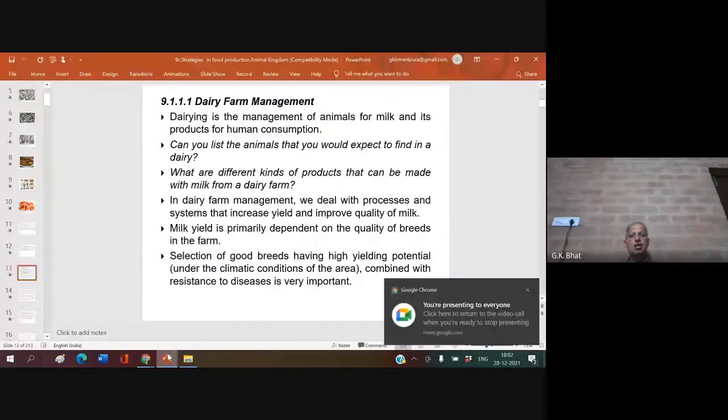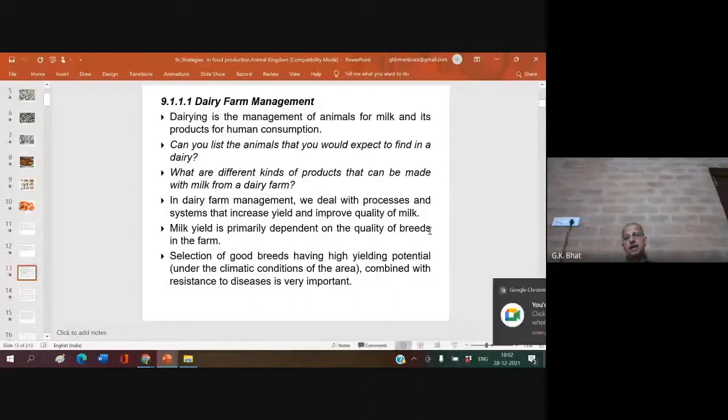Now, let us see that milk yield is primarily dependent on the quality of a breed in the farm. Selection of a good breed having both high yielding potential combined with resistance to diseases is very important. You cannot take a breed from any part of the country to any other part of the country. Those breeds which grow very well in northern India may not grow to the same extent in southern India. So each region has its own type of breed which grows very well there, and yields milk very high in that particular place. Now let us see this.